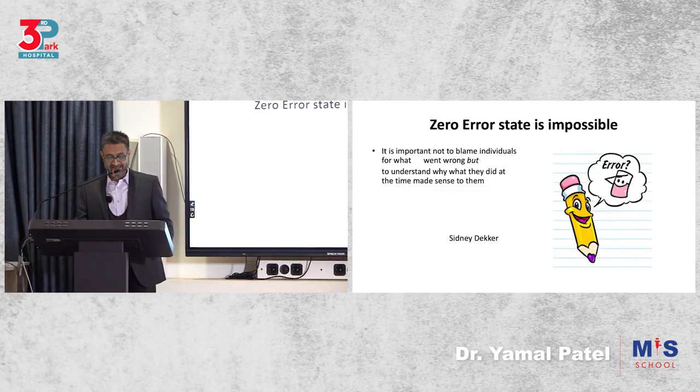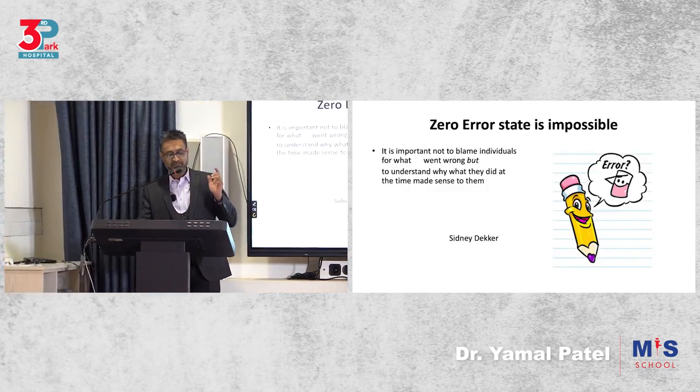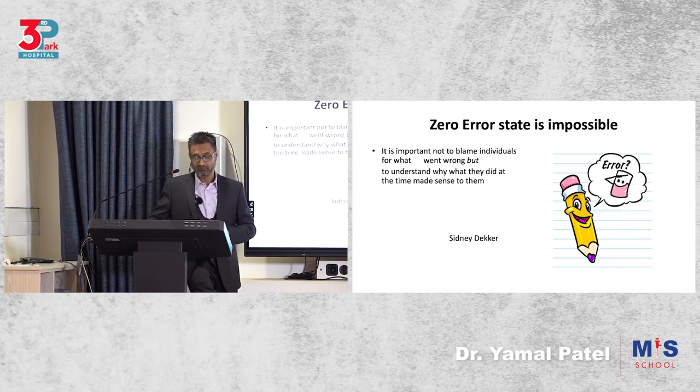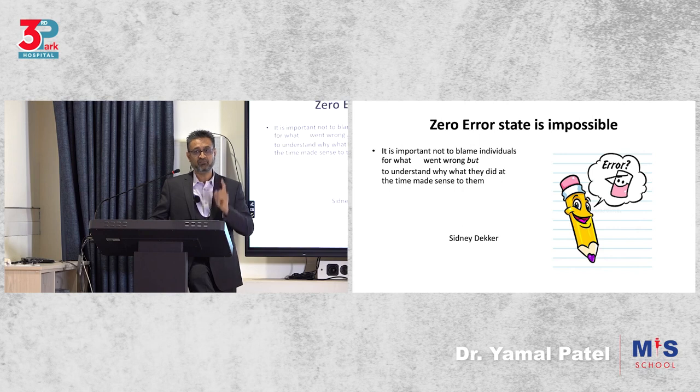So zero error state is impossible to achieve, and it's important not to blame patients for what went wrong, but to understand why what they did at that time made sense to them. This was said by Sidney Dekker. So very important. It's impossible to avoid human error, but then minimizing human error is important.